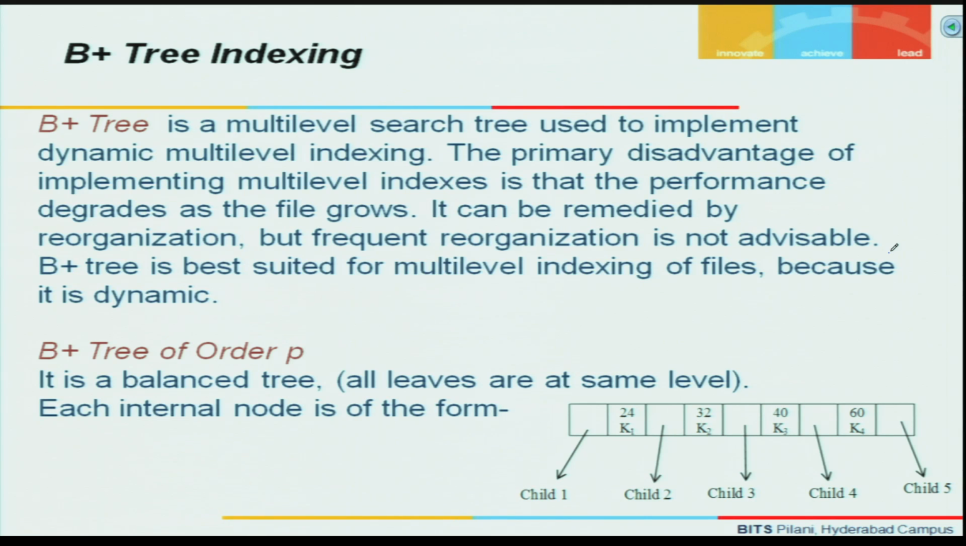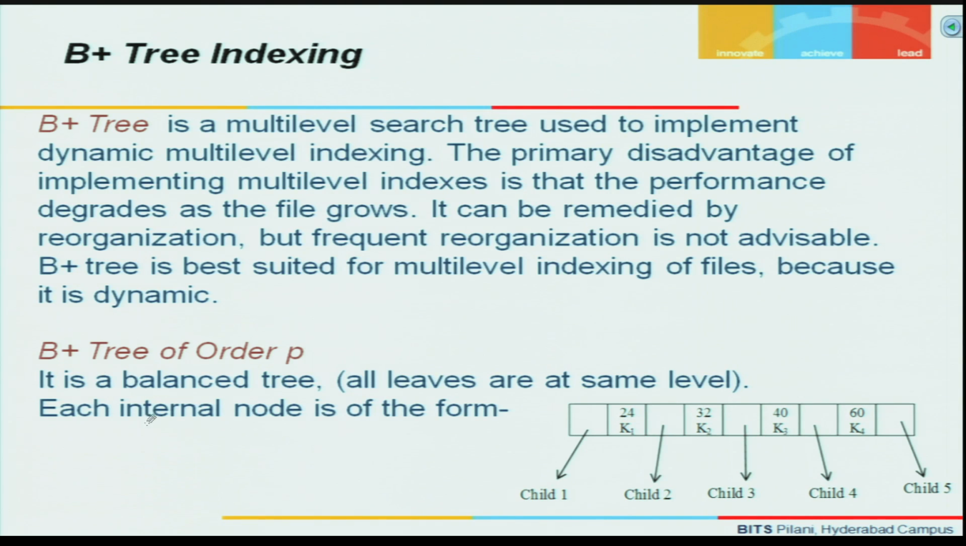The primary disadvantage of implementing multi-level indexes is that the performance degrades as the file grows. That is, with a lot of insertions and deletions, you need to manually handle them in the indexing structure, and it can be remedied by reorganization, but frequent reorganization of the structure is not advisable. But B plus tree is best suited for multi-level indexing of files because it is dynamic. That is, when you insert a key or delete a key, the reorganization or adjustment automatically takes place. Hence it is a more dynamic and more efficient way of implementing multi-level indexes.